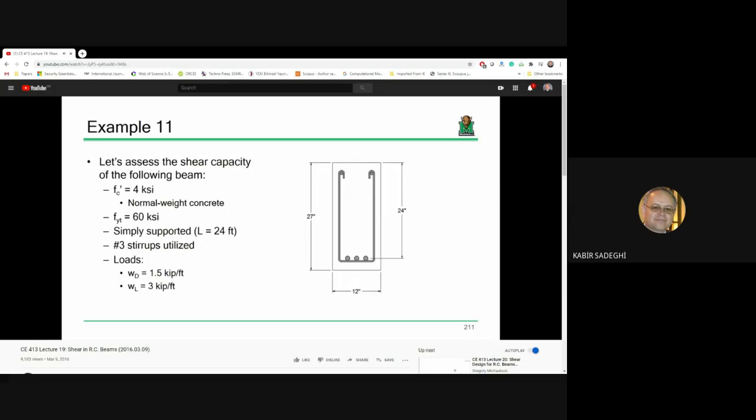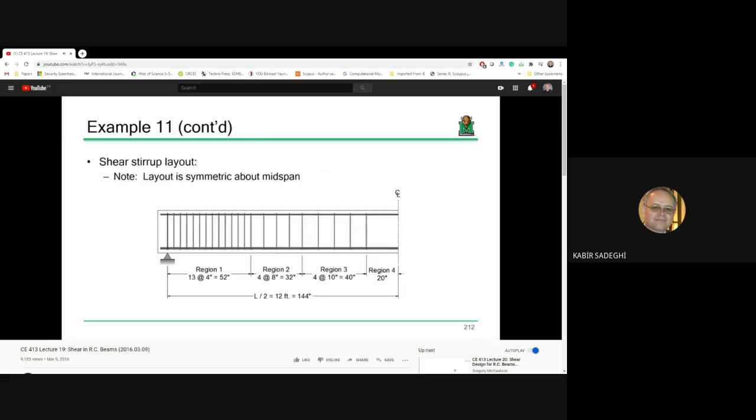We've got 4 ksi concrete that's normal weight, 60 ksi steel, and a 24-foot long beam. Number three stirrups are utilized. Here you can see the cross-section. Notice I'm not really giving you any data about these three bars down here because I don't care. We're not looking at moment. We're looking at shear. Now, this is 1.5 kips per foot dead load, 3 kips per foot live load.